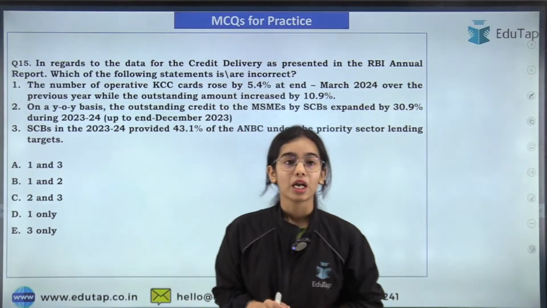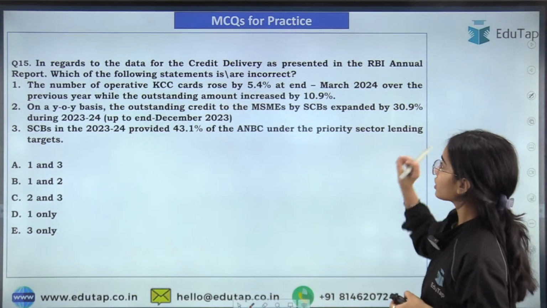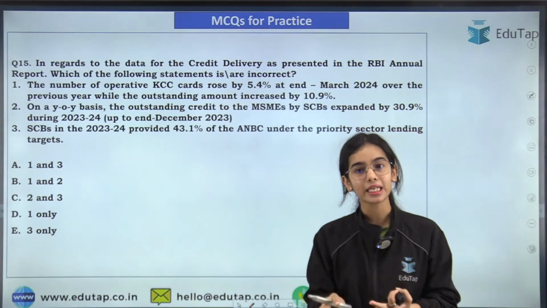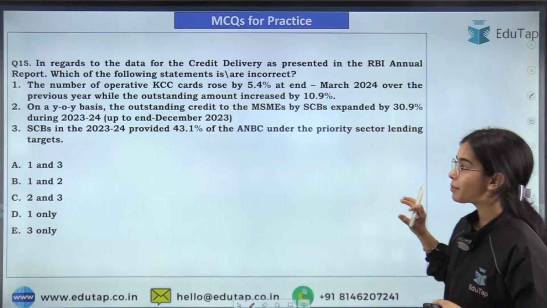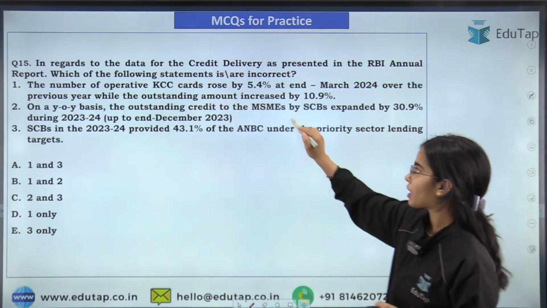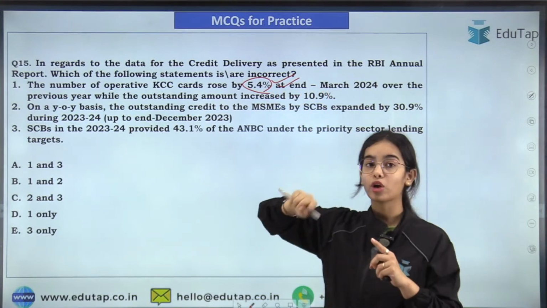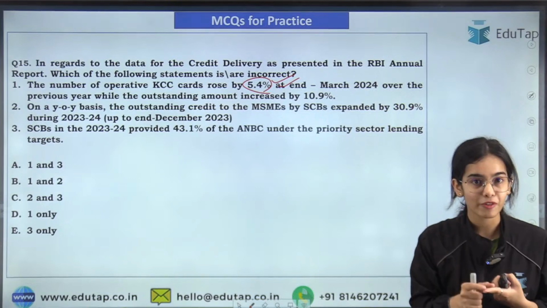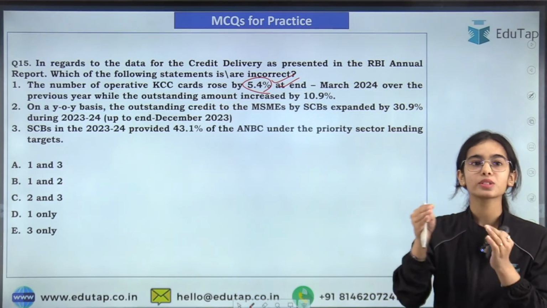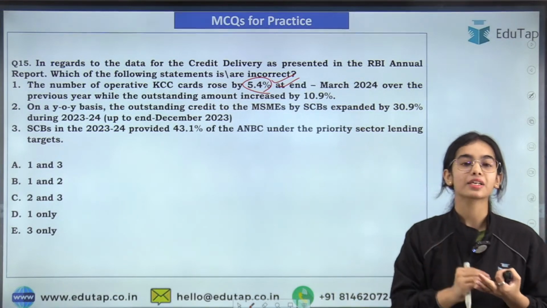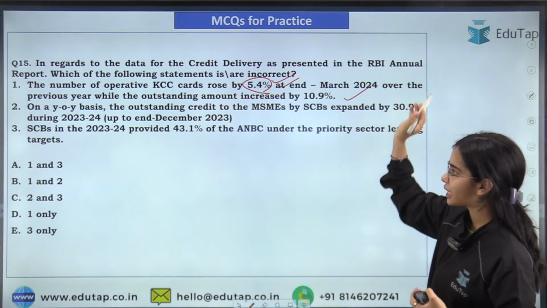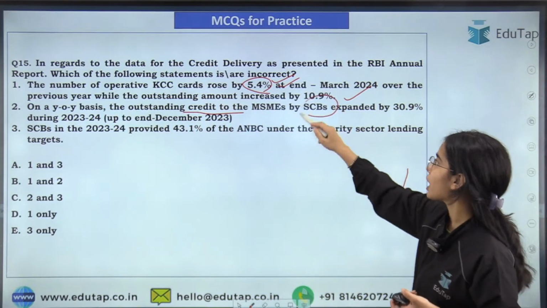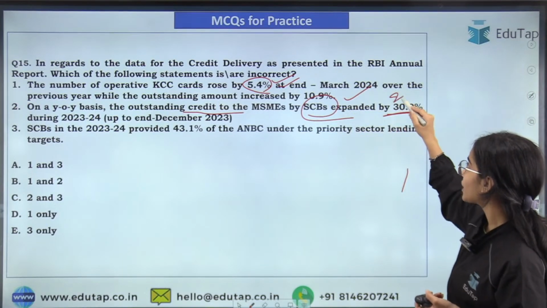Okay. Now coming to the next question, that is in regards to credit delivery. In regards to credit delivery, you have to tell me which of the data points are incorrect. The number of operative KCC cards rose by 5.4%. That is correct. The number of operative Kisan credit cards have increased by 5.4%, and the outstanding amount has increased by 10.9%. So that is absolutely correct.